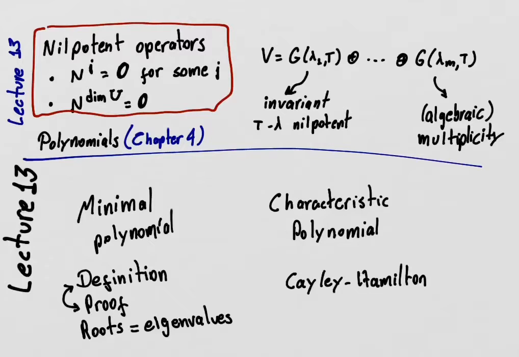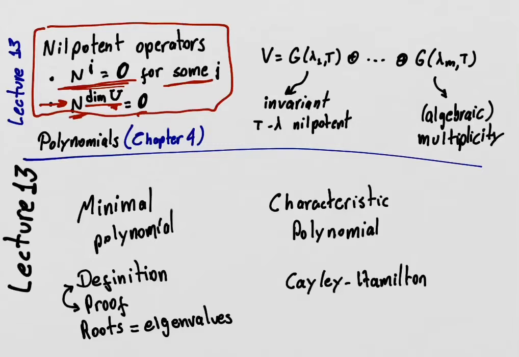From the previous lectures we had first the notion of nilpotent operators, and it is important to stress that we defined it like this: the operator raised to the power of the dimension of the space being the zero operator. But it's equivalent to saying there exists some j such that N to the j is 0.